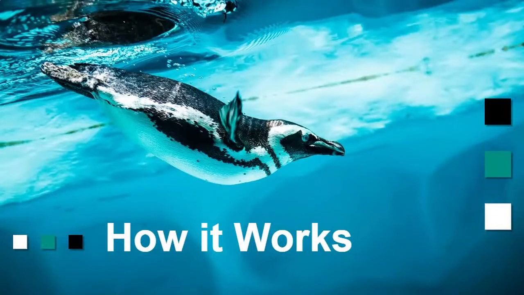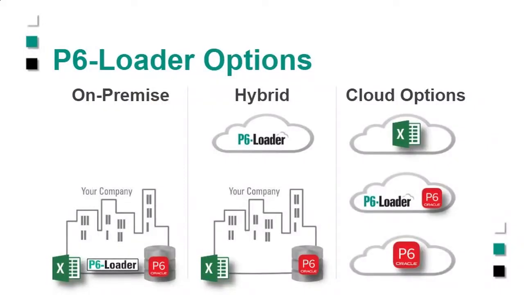So let's talk a little bit about how P6-Loader works. The first thing is when we built P6-Loader initially, we built it with the idea that you'd be on premise. That's virtually the way everybody worked. But over time, we started to see people move to cloud. So maybe they've got P6 in the cloud. Maybe they've got their Office suite in the cloud. Maybe they've got their ERP system in the cloud. Maybe everything's in the cloud.